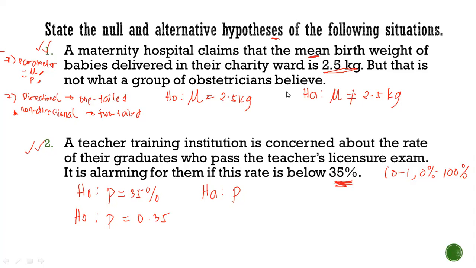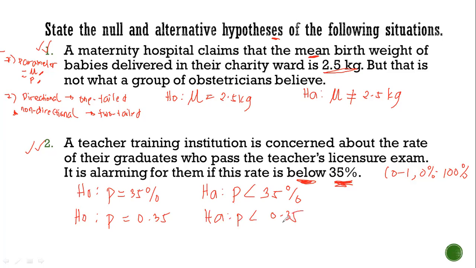Okay, good job. And actually, may nag-share na ng kanyang symbol. Thank you, Don, Ronald. So obviously, it is below. Okay? May direction below. Therefore, it's less than 35%. Or you may also write it as P less than 0.35.